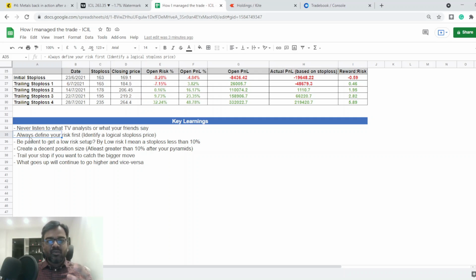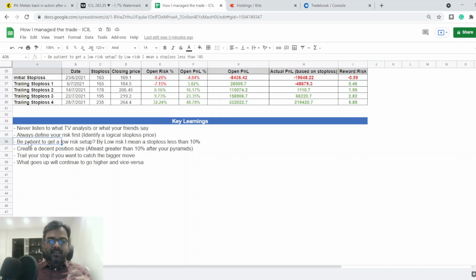And for that, you should know when to exit, because in markets, everything is a probability. There is a 50-50 chance for each and every trade. Some trades can go down, some trades can go up. So there's always a probability, and if the markets are not on your side, you can lose a good amount of money. So define your risk first.